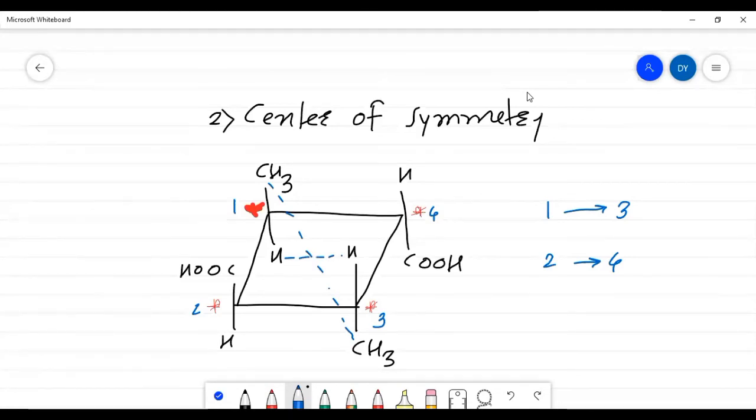Then I join carbon number 2 and carbon number 4. There is a hydrogen atom, then there is an acidic group. So what you can observe here is that all lines pass through this similar point, right? So this is called center of symmetry. I hope everyone understands this concept.